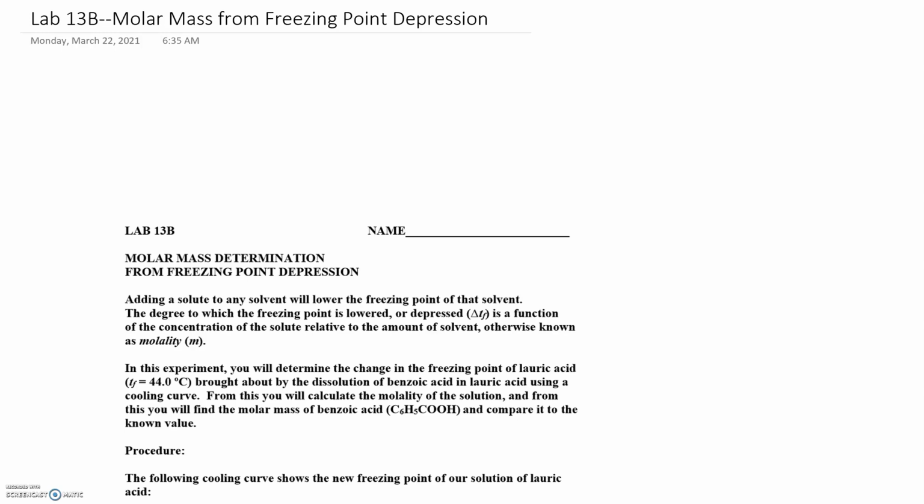We have been calculating the delta TF using the equation delta TF equals KF times m, where KF is the molal freezing point constant and little m is the molality. What we're going to do today is flip this around. We're going to find the molality by taking the delta TF and dividing it by KF.